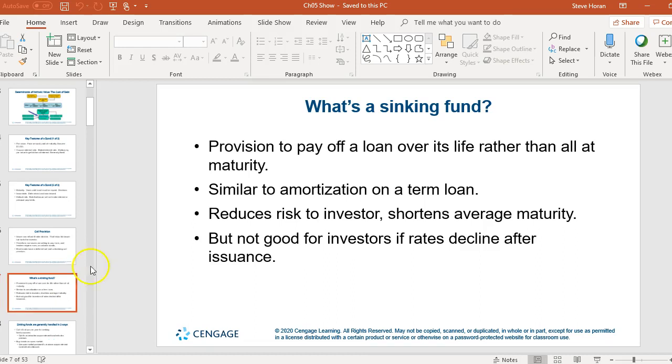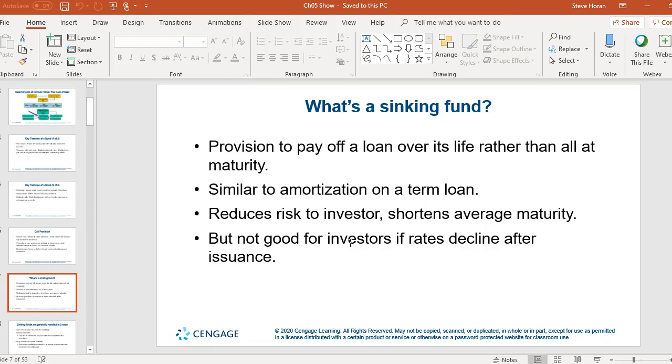Okay, so it reduces risk to the investor, and can also shorten maturity. Not good for investors if rates decline. There are several ways these sinking funds work, but one way, let's just say I'm a corporation, I've issued bonds, you are the buyers, and it's a 10-year bond. What I promised is every year I'm going to recall 10% of the bonds randomly. So I'll just put all the bonds, literally, in a paper bag and draw 10% of them out. And then I'm going to buy those bonds back every year.